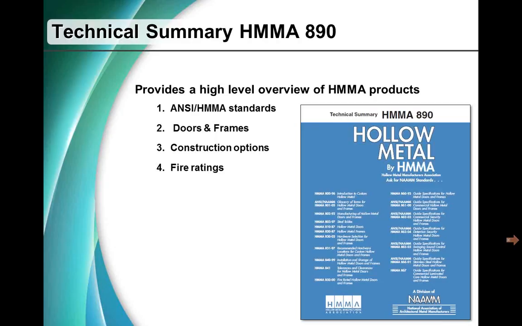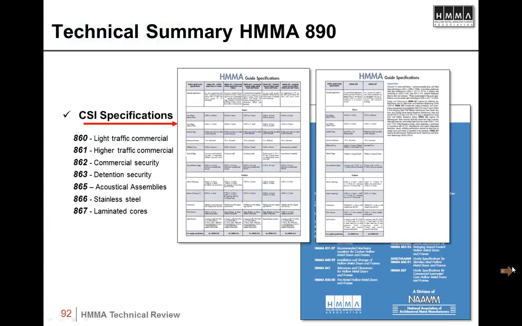And finally, there's a text summary. It's HMMA 890. This is not updated quite frequently. However, it does give an overview of ANSI standards, door and frame construction, and fire ratings. So there's a lot of information. It is very condensed. It's based on the CSI format specifications that we did review.